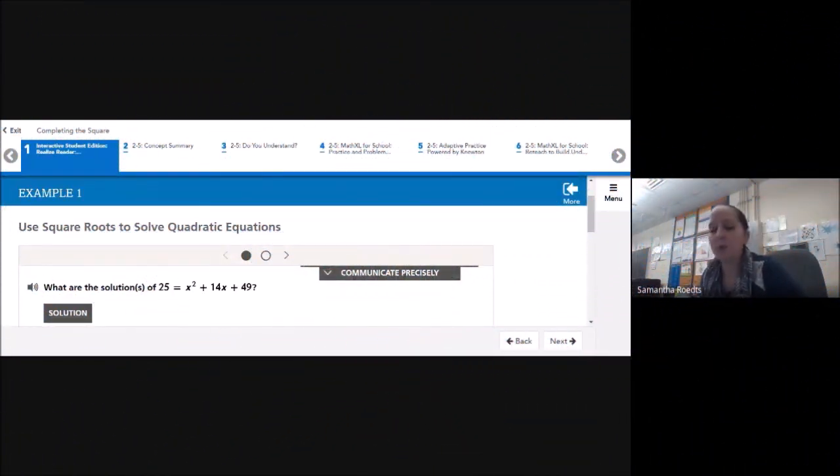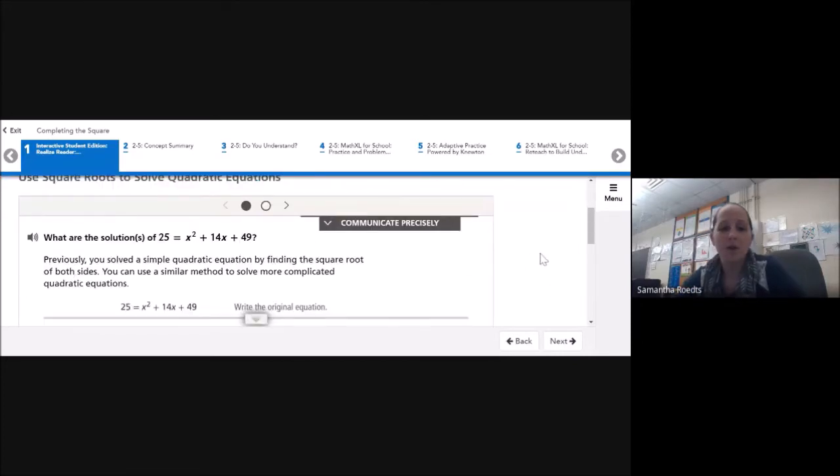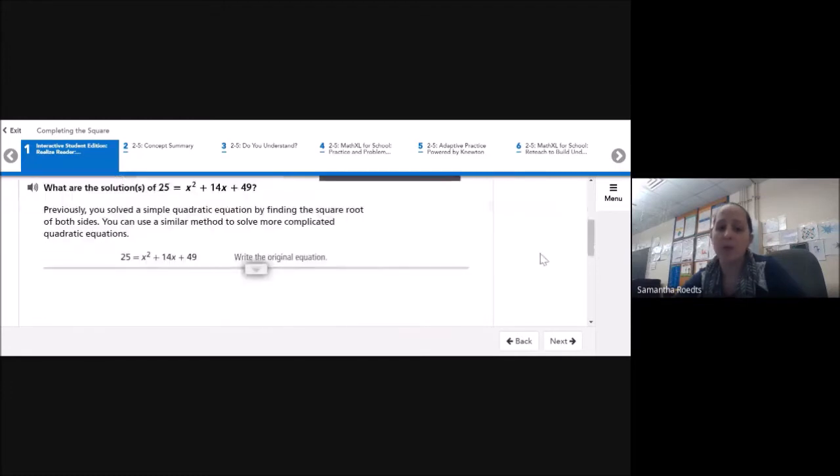All right, so example number 1 says use square roots to solve quadratic equations. What are the solutions of 25 equals x squared plus 14x plus 49? Okay, so previously you solved a simple quadratic equation by finding the square root of both sides. You can use a similar method to solve more complicated quadratic equations.